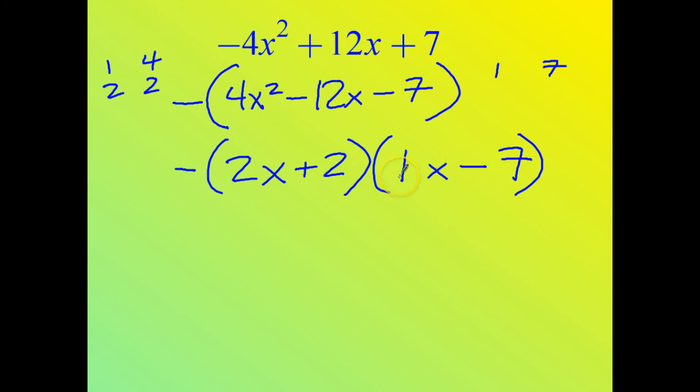2 and positive 1 is going to be positive 2. So negative 14, positive 2. Add them together, I get negative 12. Okay, so final answer here. Well, let's go ahead and check it.